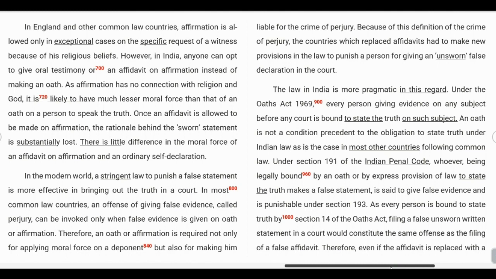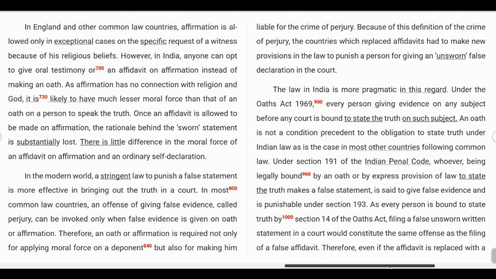Because of this definition of the crime of perjury, the countries which replaced affidavits had to make new provisions in the law to punish a person for giving an unsworn false declaration in the court. The law in India is more pragmatic in this regard.